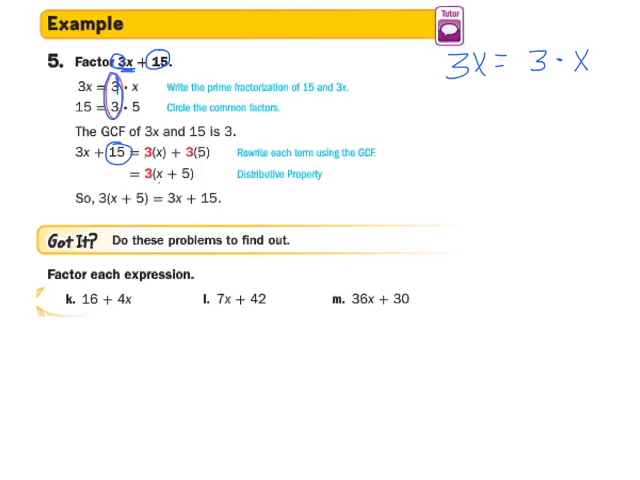So let's give it a try. Here we have 16 plus 4x. Let's just look at the numbers. 16 and 4, well, we know we can divide them both by 4. So 4 comes out front. 4 times 4 gives me 16, plus 4 times the x. So these are the common pieces, so I'm just going to put it out front. And then I take the stuff that's left and add it. So 4 plus x goes in parentheses.